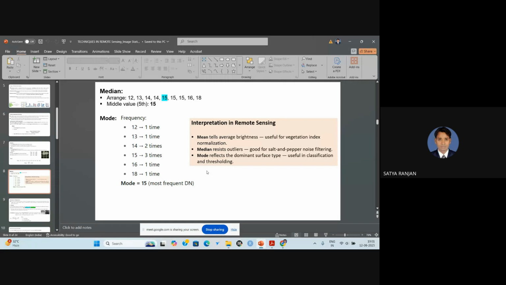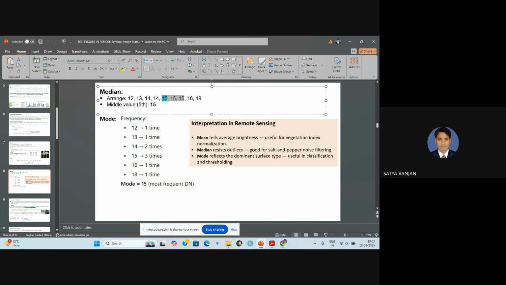This is the same process. Then the mode is the most frequently occurring digital number. So 15 is used most frequently; there are 3 occurrences of 15. So the mode is the highest frequency value. So we have mean, median, and mode. What is the interpretation of the mean, median and mode in remote sensing?